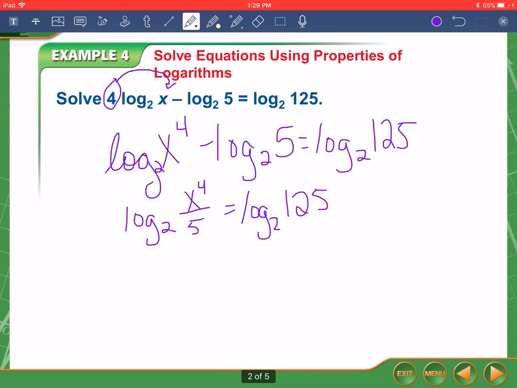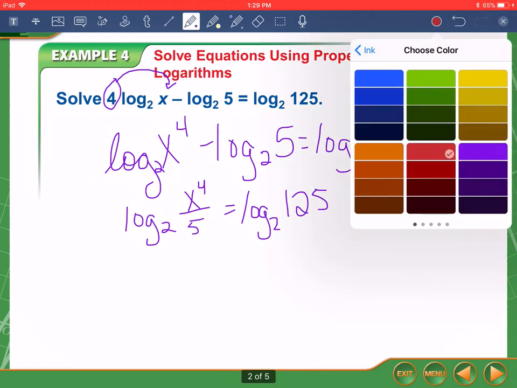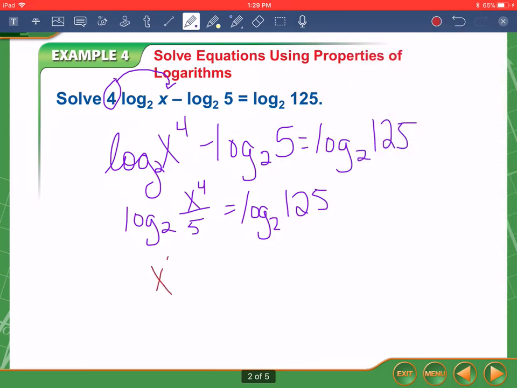And we learned before that when we have 2 logarithms set equal to each other and their bases are the same, we can actually drop the logs. So what I'm dealing with now, let me use a different color, is x to the 4th over 5 equals 125. So to solve for x, I'm going to multiply both sides by 5. So I get x to the 4th equals 125 times 5 is 625.